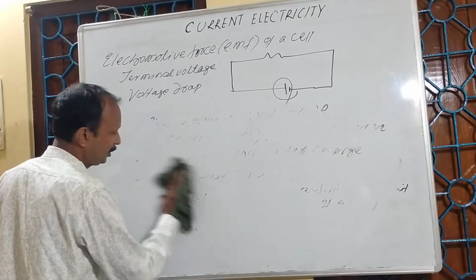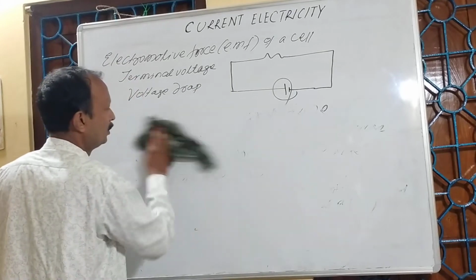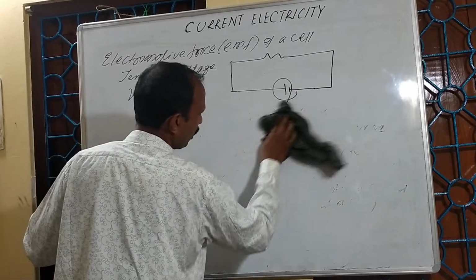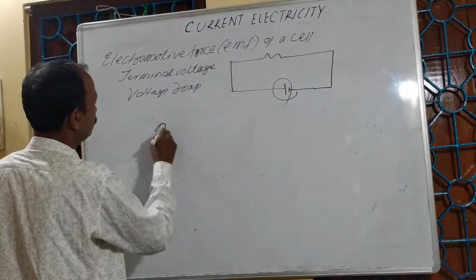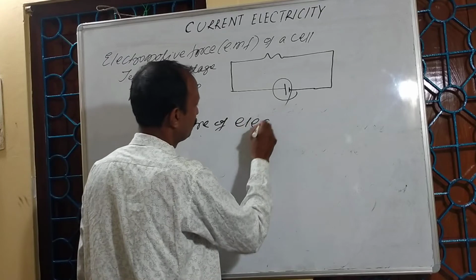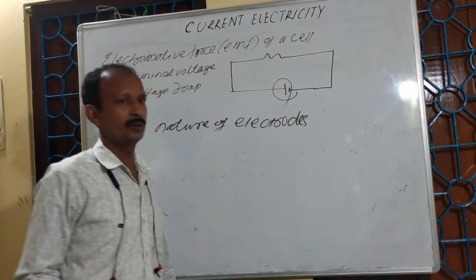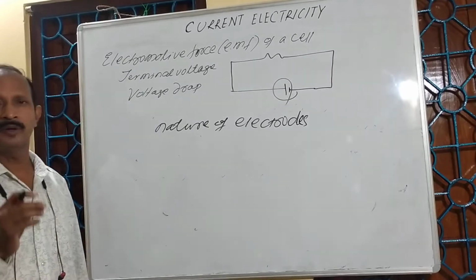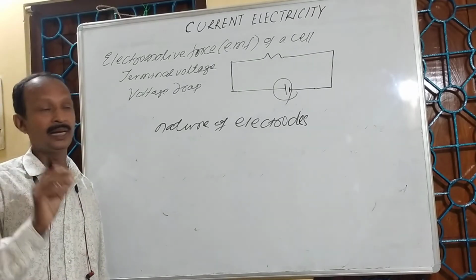It depends upon two major factors. One factor is the property or nature of electrodes. Nature of electrodes is one of the factors which decides the strength of the cell.